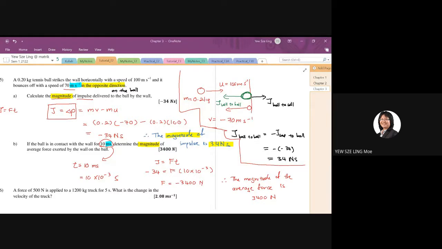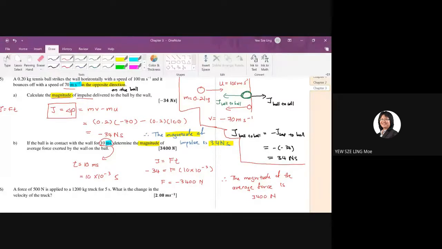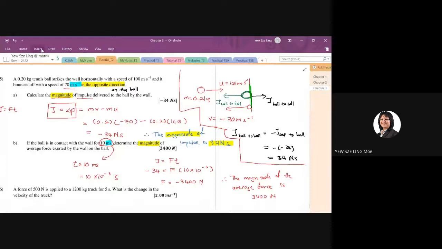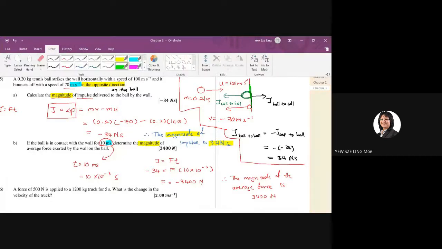How do I know that they are equal in magnitude? It is because these two objects are sticking to each other. They have a part where they are in contact with each other, which is here. All right, so this case is just like if you push a wall.